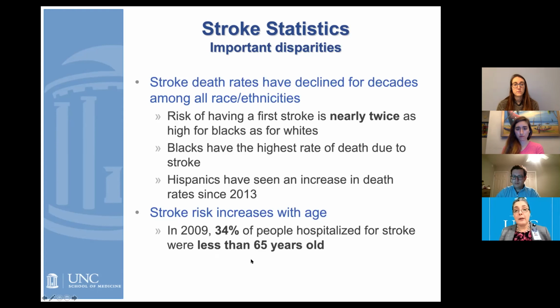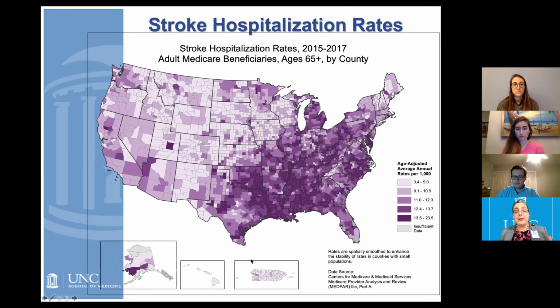If we look at hospitalization rates, this is a map of the US from 2015 to 2017 by county. These were 65 and older. The dark colors are more hospitalization rates with stroke and the lighter colors are fewer. And you can immediately see that in the southeastern part of the US, we just have more people with stroke than anywhere else in the country. And this disparity of North and South Carolina, Florida, all the way to Mississippi, and even parts of Texas has existed for over 50 years.